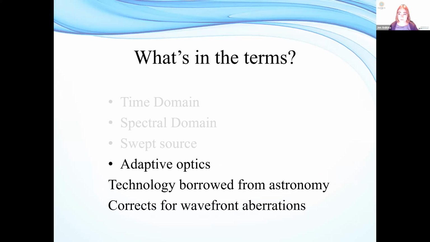And then adaptive optics. I wanted to put this in here because I think it's really exciting. And I think it may be the future at some point, as it's technology borrowed from astronomy. In clever telescopes, they use very clever computers and optics to correct for wavefront aberrations to get rid of that shimmering effect of the atmosphere.